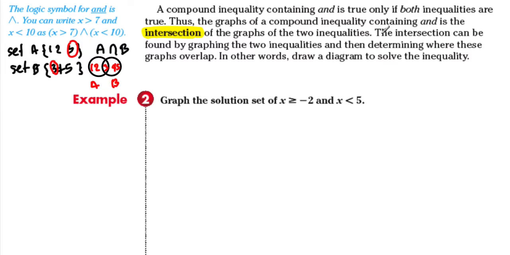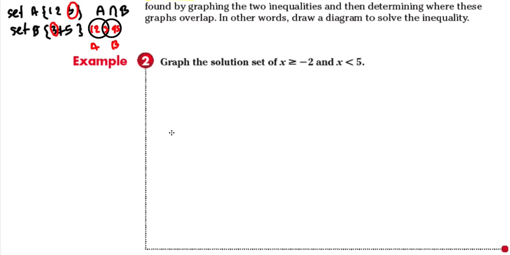So in this case, when you say the graph of a compound inequality containing and is the intersection of the graphs of the two inequalities, what it's saying is what is common between those two inequalities. In this case, instead of Venn diagrams, we are going to use line graphs to show the intersection. So without further ado, let's go on to example number 2.